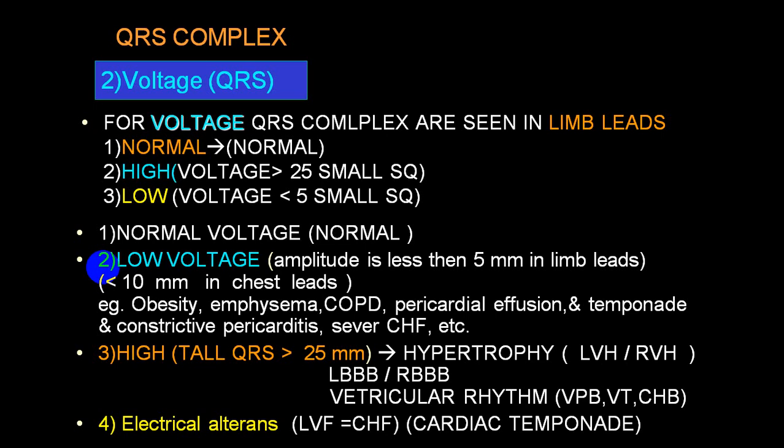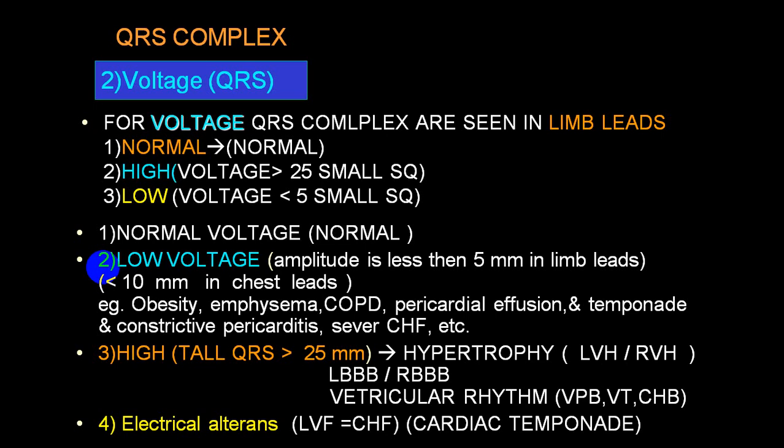Low voltage QRS complexes you will see very commonly in obesity, emphysema, COPD, pericardial effusion, cardiac tamponade, constrictive pericarditis, and severe congestive cardiac failure. In all this group, the voltage in chest leads will be less than 10 millimeter, and less than 5 millimeter in limb leads, that is lead 1, lead 2, lead 3, AVR, AVL, AVF.